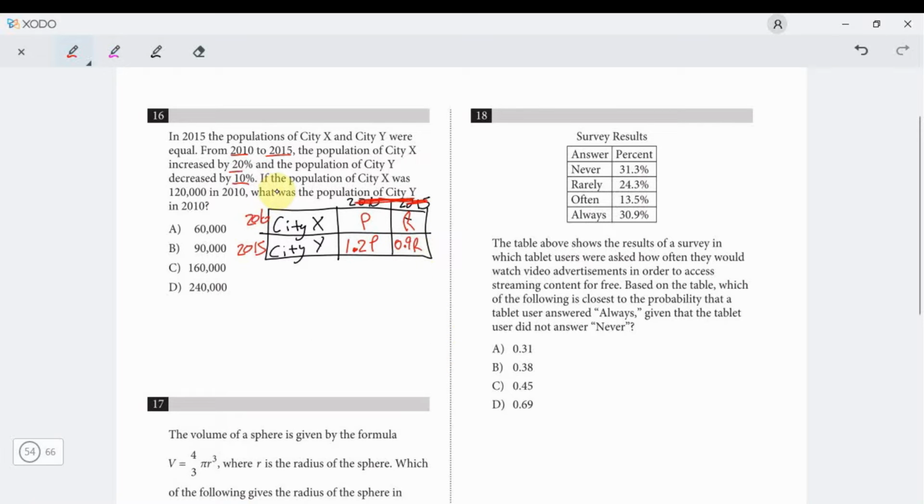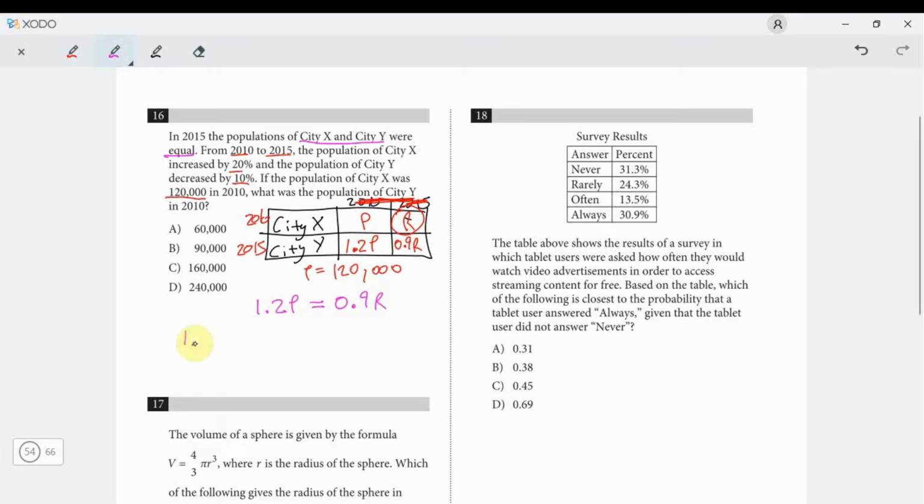Now what do we know? The population of city X is 120,000, so they're telling us P is equal to 120,000. What's the population of city Y in 2010? So this one we need to find. So we need to find R. No problem. What did they tell us? They told us that the population of both cities is the same in 2015.